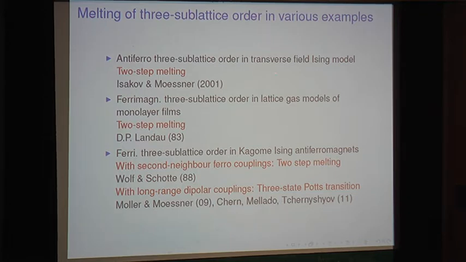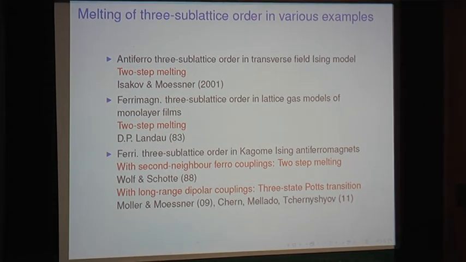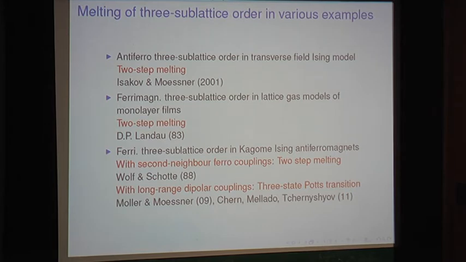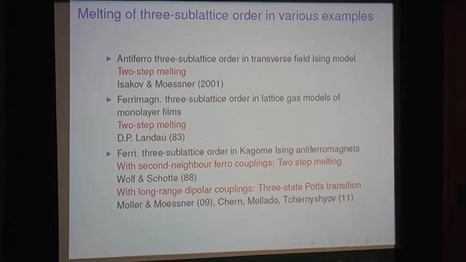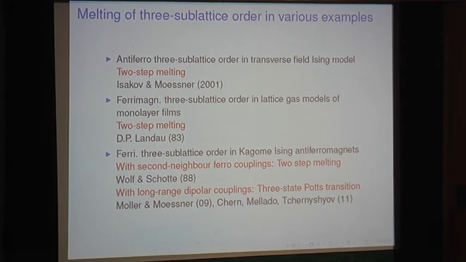So if you think about the transverse field Ising model, there is this paper that explicitly demonstrates its 2-step melting. In lattice gas models, which are just classical Ising models on the triangular lattice with further neighbor ferromagnetic couplings, it's again 2-step melting. And so this immediately tells you that the nature of the transition is not tied to the nature of the ordered state, because this is ferrimagnetic, that's anti-ferromagnetic. Both of them are 2-step melting.